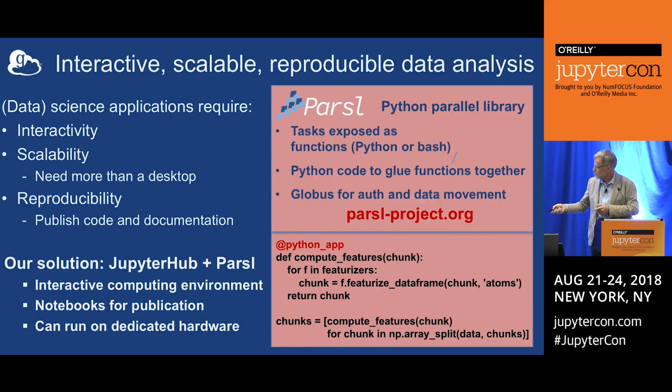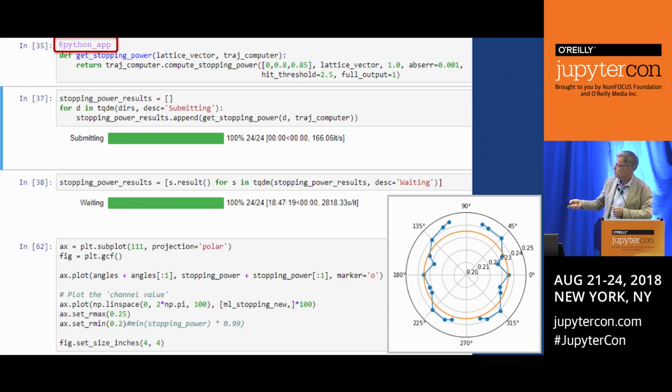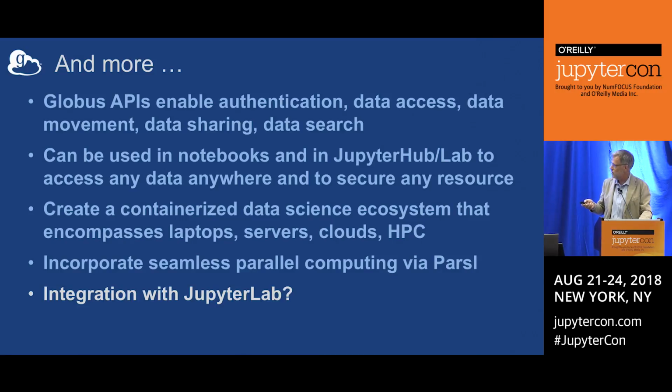And so here, at the very bottom right, we're writing a very simple parallel loop. Compute an array of chunks by running this, compute features on each chunk in a NumPy array, and the result is a highly parallel computation. In this one here, we do the same thing, but instead we're computing stopping power for a whole range of different trajectories. So we make heavy use of this as a means of integrating parallel processing into our notebooks. It has nothing to do with Globus, but it is a powerful tool for high-performance computing in these Jupyter environments.